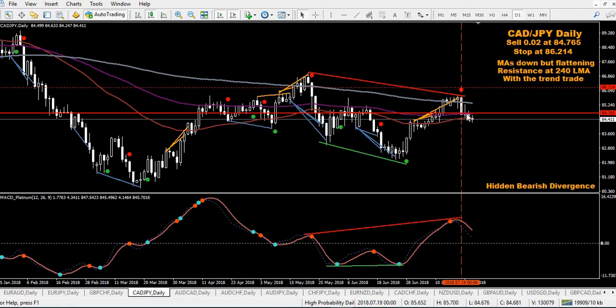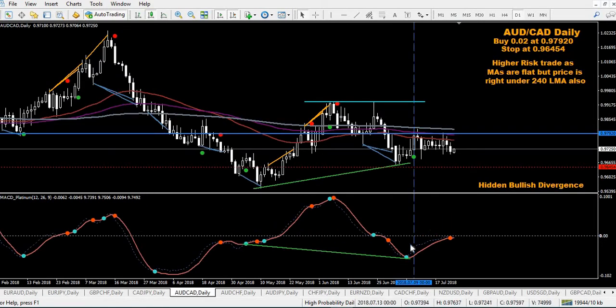CAD yen in a sell. Going nowhere at the moment, but grinding down slowly, which is good. Stop in place. You can see price come up, bounce up to 240 and head down. You can see the 240 is a resistance level there also, so sometimes it gets to it and just bounces off it. There's good hidden bearish divergence. You can see why I took the sell.